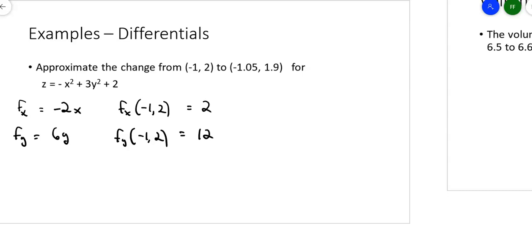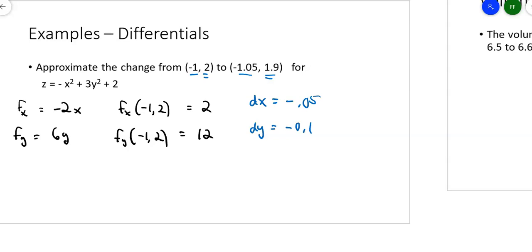If I'm going from negative 1 to negative 1.05, this thing is moving in the x direction to the left by 0.05. So the change in x is going to be negative 0.05. It's moving to the left 0.05. What are the y's doing? The y's are moving from 2 to 1.9, so they're also going down. So the change in y is negative 0.1.